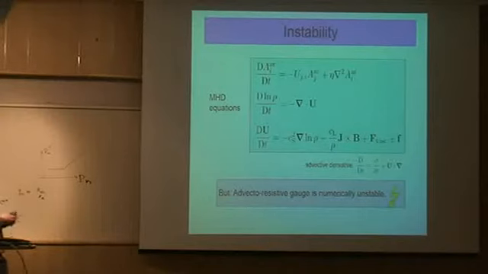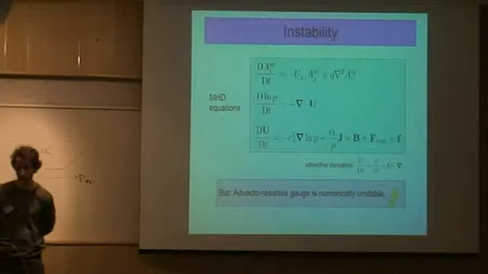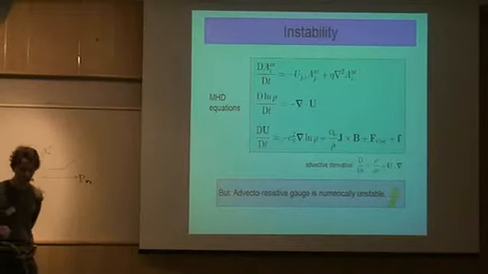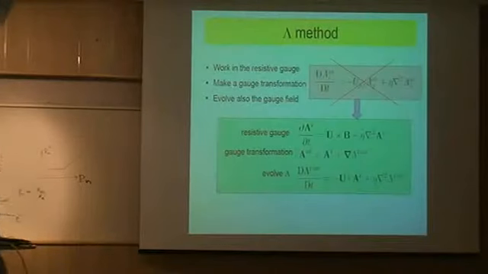And so AR simply denotes that the vector potential is in the vector resistive gauge. And well, if you do simulations, you see that all the simulations crash, which was a bit of a downer, I would say. But we just did a workaround.